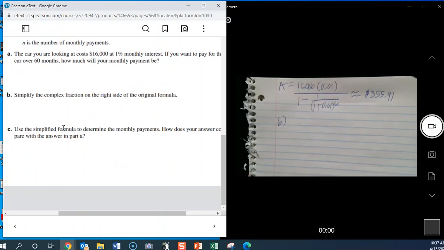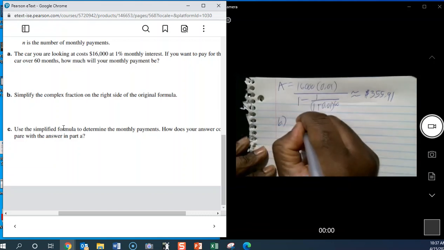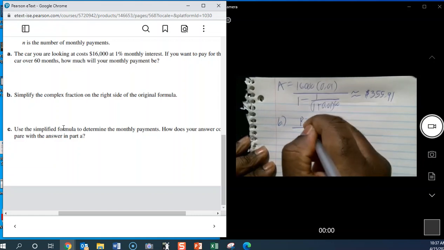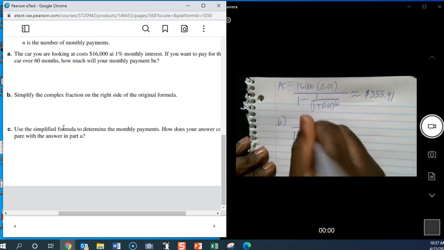Now we come here to B. It says simplify the complex fraction on the right side of the original formula. And then we look at C. C basically wants us to do what we did in a former problem. We're going to take the information we had and then put it in and see if we get the same or different answer. So they want us to get rid of the complex fraction from being in our denominator. So we will have pi all over 1 minus 1 over 1 plus I to the n power.